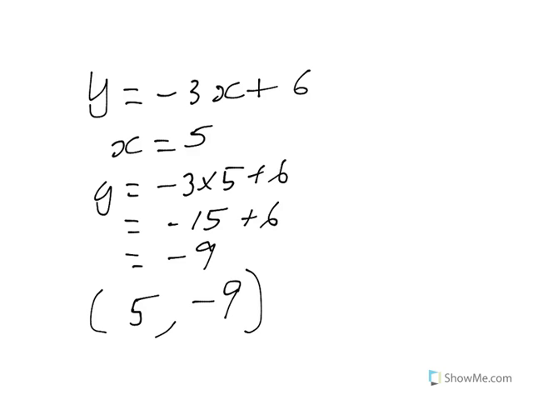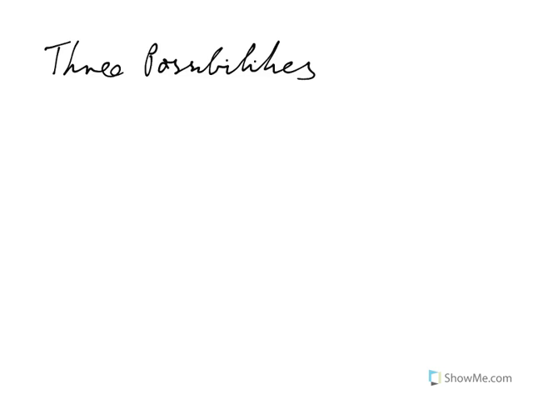Now, there's certain, let's call it the geometry of simultaneous equations. So, in other words, what does it mean? Well, there are three possibilities of things that you could get.